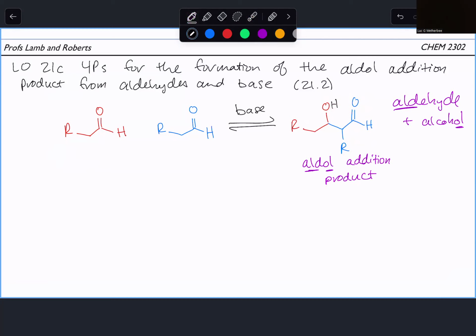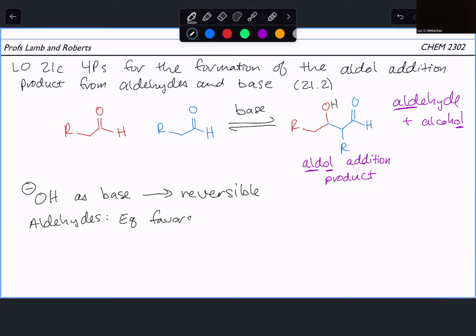So if we're using OH minus as the base, right? So sodium hydroxide, potassium hydroxide, that's kind of the most common. This is a reversible reaction. So for aldehydes, our equilibrium favors the products. But for ketones, it favors our starting materials.